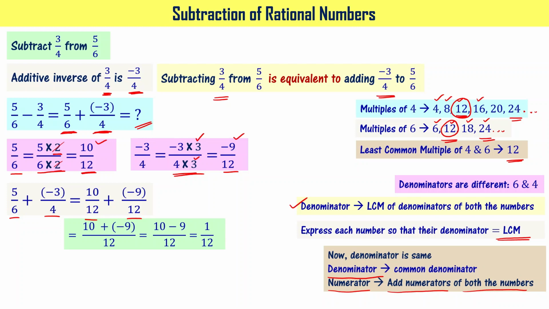So 10 plus minus 9 is 10 minus 9, and the denominator is 12. It is kept as is. 10 minus 9 is 1, and 12 is kept as is. That's why 10 minus 9 by 12 is 1 by 12. So to answer the question, 5 by 6 minus 3 by 4 is 1 by 12, right?